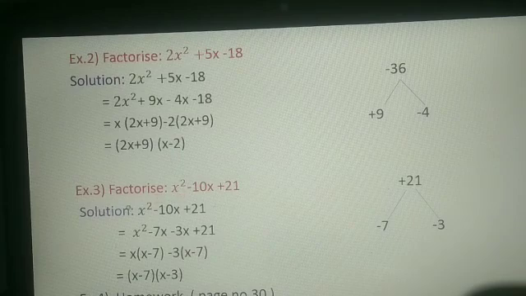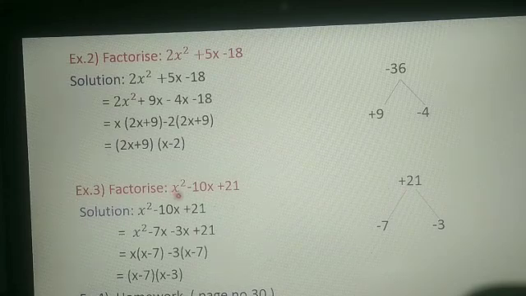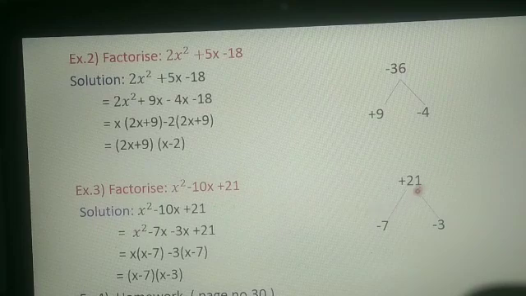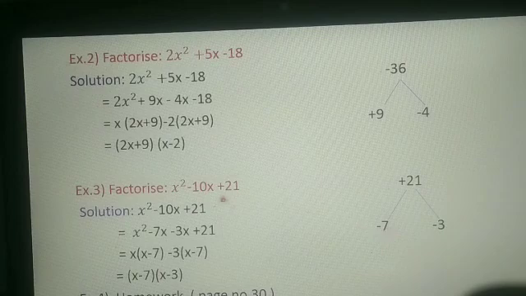Factorize x square minus 10x plus 21. Now what is the solution? Now see the coefficient of x square. The coefficient of x square is 1. So we will take 1 into 21 is 21, so plus 21. And now what will we have in the middle term? Minus 10. So plus 21's factors are 7 and 3, or minus 7 and minus 3. Minus 7 into minus 3 is plus 21, and we want minus 10 in the middle term. So we have taken minus 7 and minus 3 as the sum for the middle term.